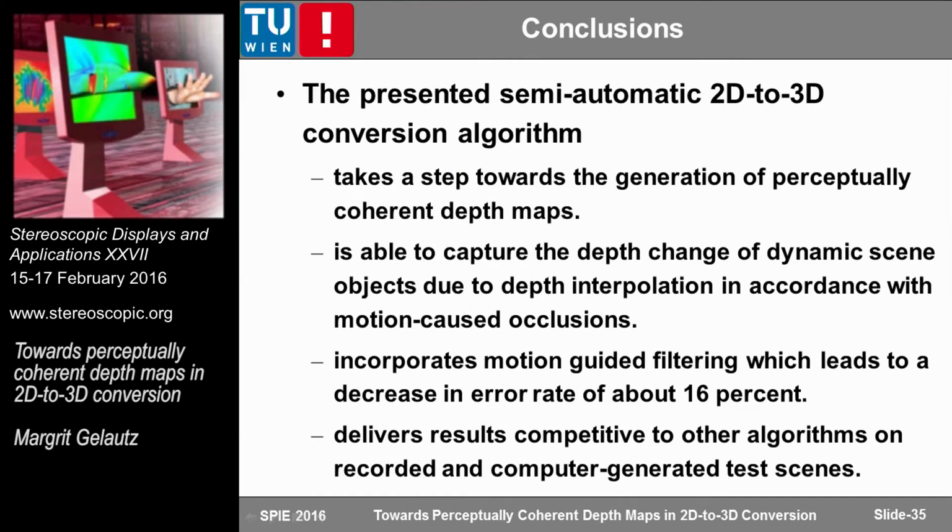So that brings me now to the end of the talk. Just to summarize very quickly, I've presented a semi-automatic 2D to 3D conversion algorithm. It takes a step towards the generation of perceptually coherent depth maps. We took special care to incorporate motion-based occlusion information to generate that perceptual coherence. Then the inclusion of motion-guided filtering led to an improvement on average of about 16%, and the results were quite comparable to other state-of-the-art algorithms.